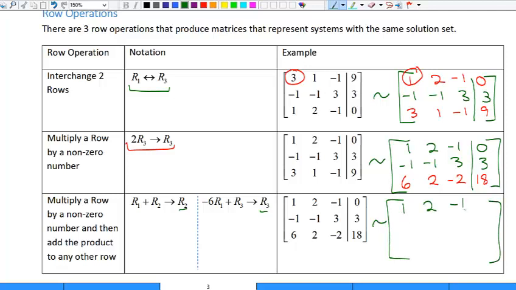Row 1 stays the same. So the first thing I like to do is rewrite whatever row that you're not changing. Alright, so when I'm trying to find row 1 plus row 2 and put it back into row 2, I will do that in red.